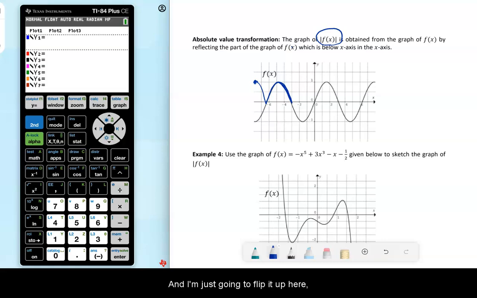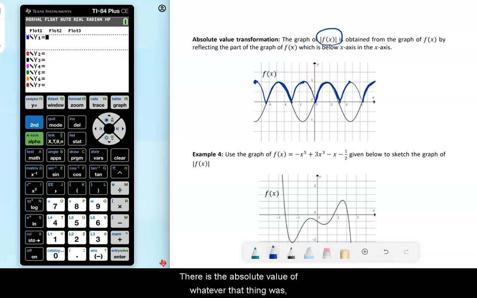And I'm just going to flip it up here, that shape, until I hit the x-axis again. And it flips back up. So this portion was already above the x-axis, it stays the same. I do the same thing with this one. There is the absolute value of whatever that thing was, the absolute value of f of x.